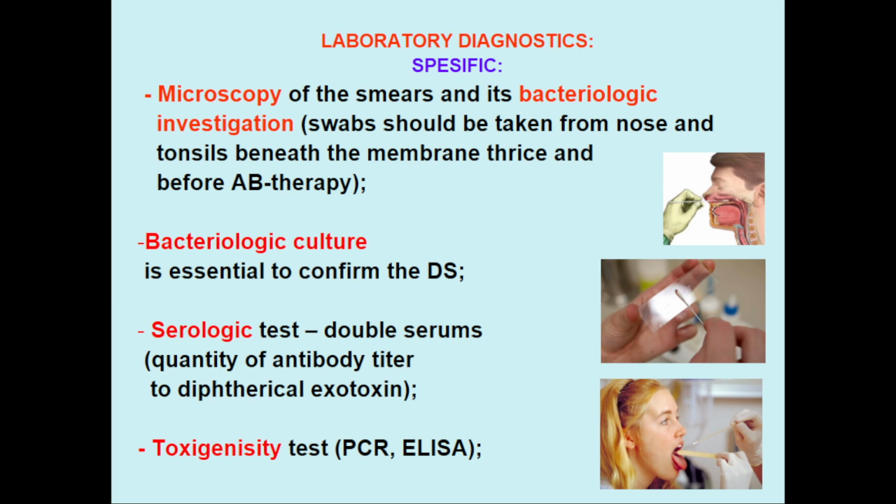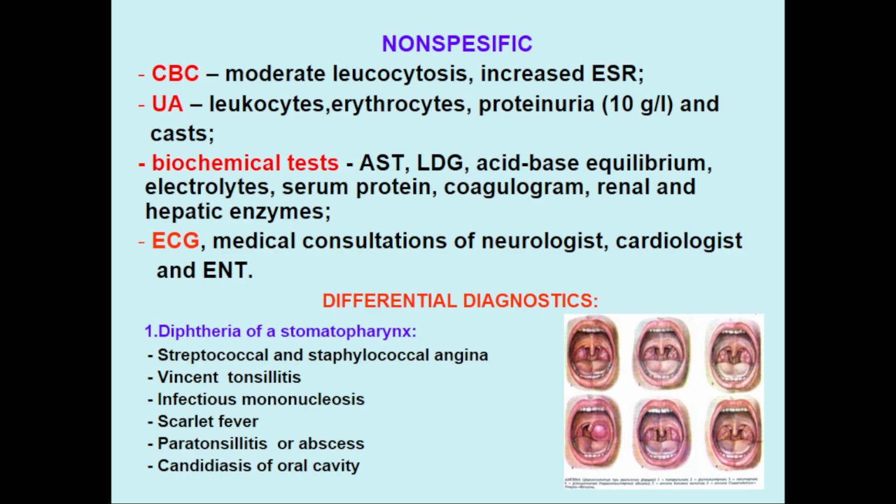Toxigenicity test by PCR or ELISA. Non-specific CBC: moderate leukocytosis, increased ESR. Urine analysis: leukocytosis, erythrocytes, proteinuria, and casts may be in urine.